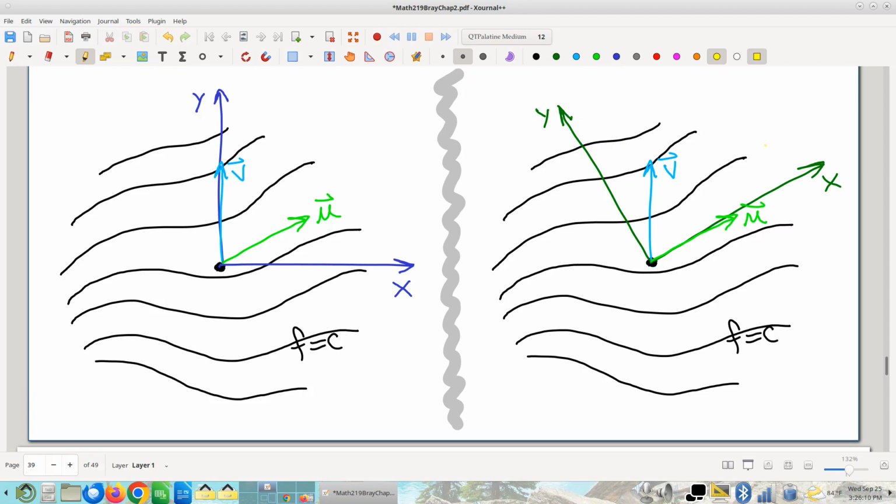U is not in the direction of a coordinate axis. So there's this temptation to say there's something more fundamentally natural about V, because it's in the direction of a coordinate axis. U is not.